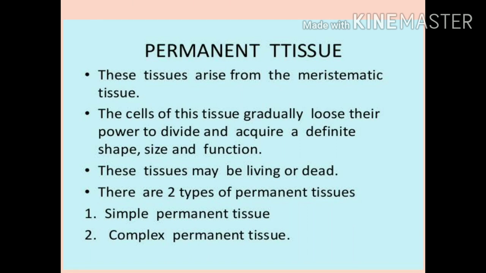What are the characteristics of permanent tissue? These tissues arise from the meristematic tissue. The cells of this tissue gradually lose their power to divide and acquire a definite shape, size and function. These permanent tissues may be living or dead. We can observe two types of permanent tissues in plants: simple permanent tissue and complex permanent tissue.